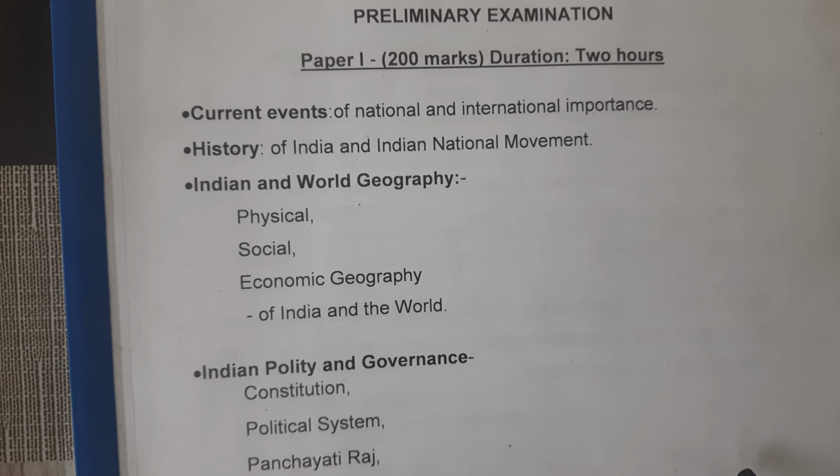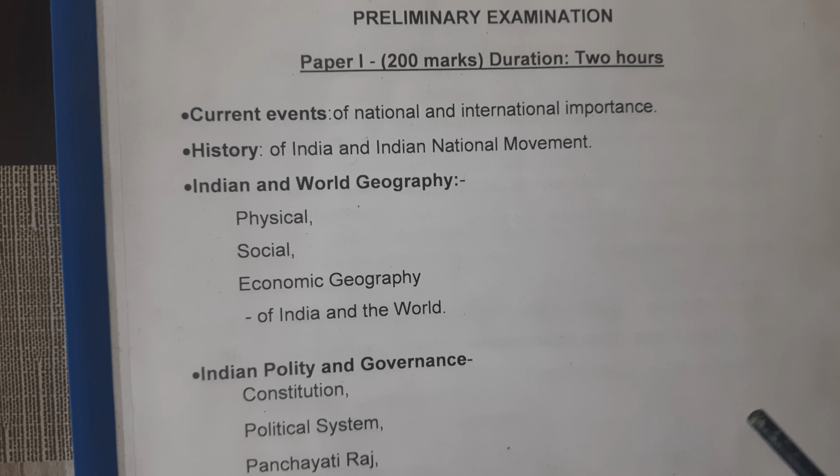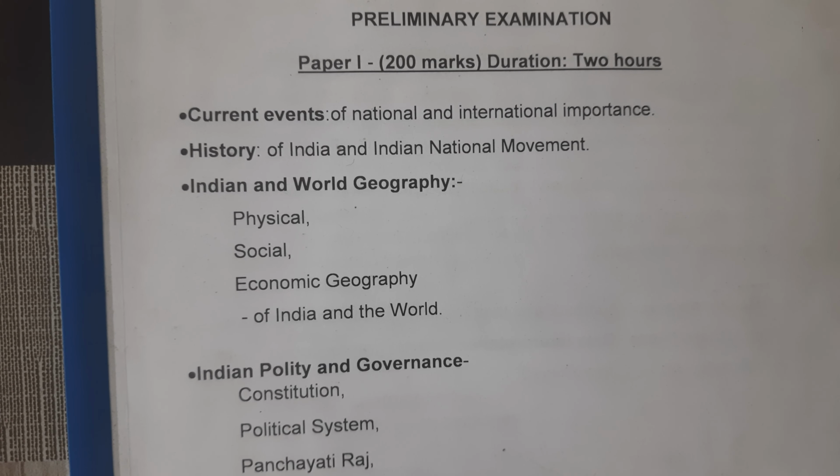In the essay paper, you have to write essays on particular topics. From here on, the marks will be counted. So the merit will be based on the marks of the subjects which I'm going to tell you. First is the essay, and the second is GS Paper 1. GS Paper 1 mainly consists of diverse topics like history, geography, sociology, etc.